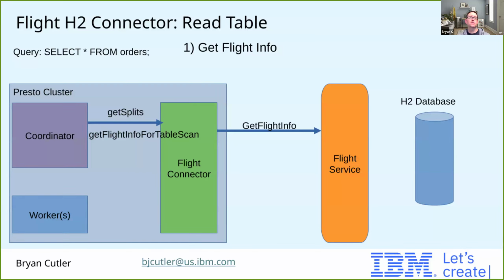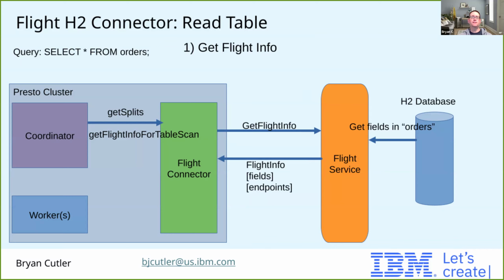So the coordinator kicks us off with a call to the connector to get splits. The connector then starts off with this call to the flight service to get flight info. That queries the database to get the list of fields with whatever table is requested. And the flight service is, like I mentioned, responsible for putting together the list of endpoints. So it sort of depends on what the flight service does and what data set it's working with. It can return one or many endpoints.